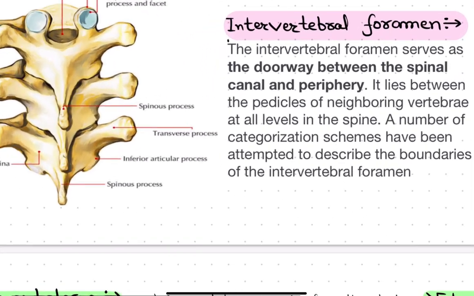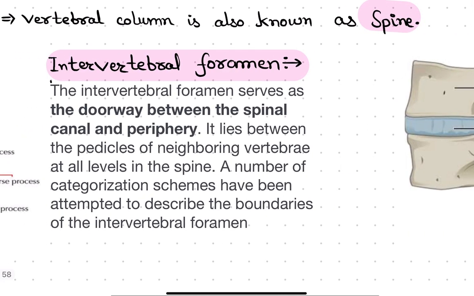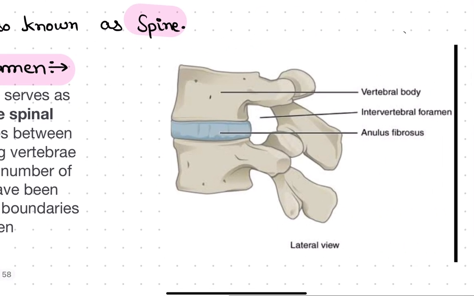Let me tell you about this diagram. We have made it. This is the vertebral canal which I was telling you. When many vertebra get joined, they form this vertebral canal. Now the other terms will be clear to you when we read other pages. Vertebral column is also known as spine.